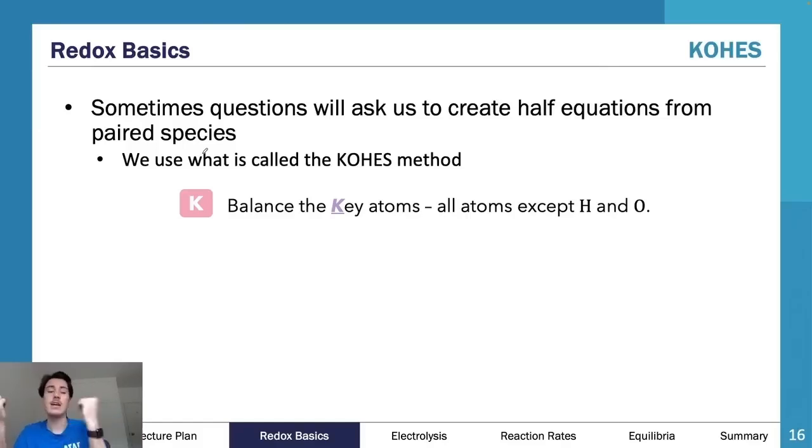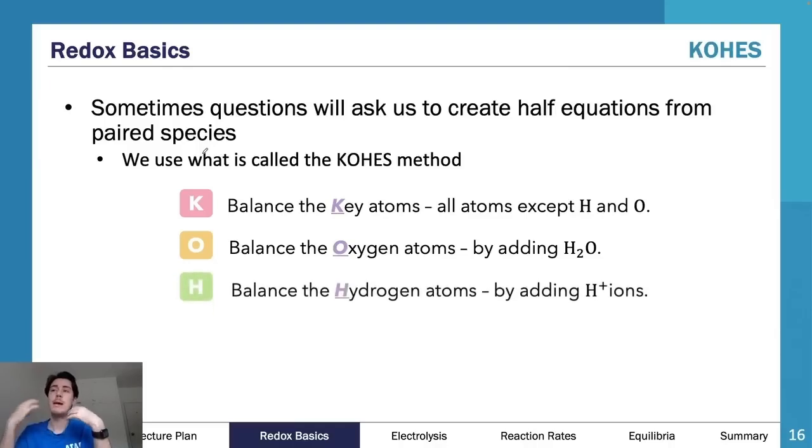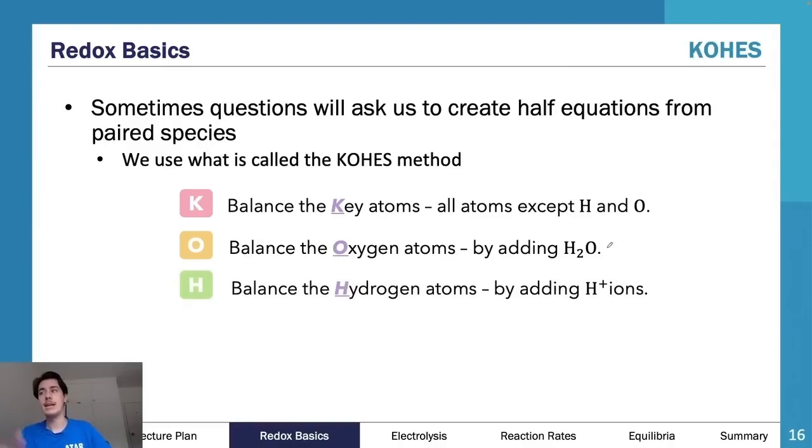You'd need to alter the coefficients to ensure that the chromium is balanced. Don't worry about the oxygens yet. You then balance the oxygens, but you don't balance the oxygens by changing coefficients. You balance the oxygens by adding H2Os to the side with less oxygens. You then balance the hydrogens, which you probably threw out of whack by adding in H2Os, by adding H+ ions to the side that has less hydrogen. So that's how you balance it out.